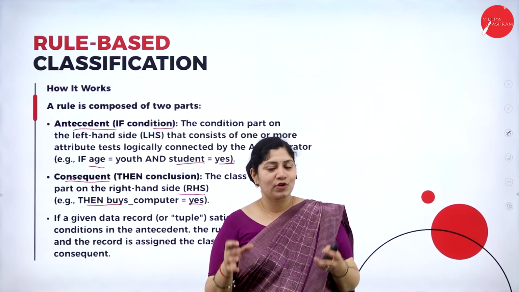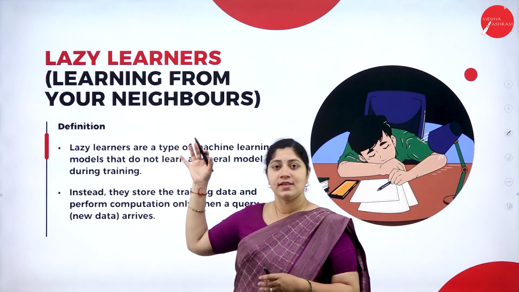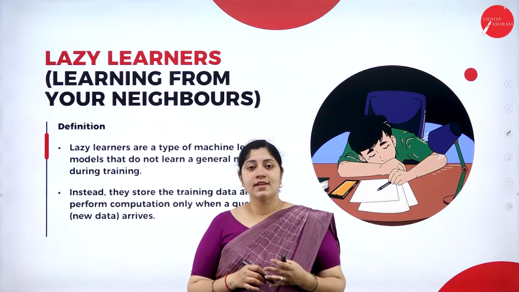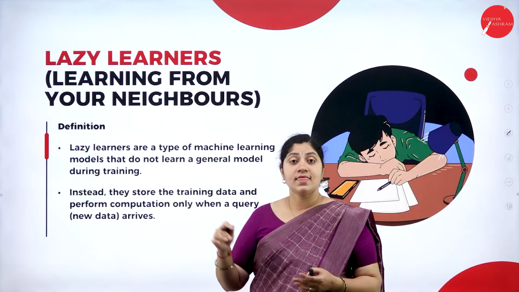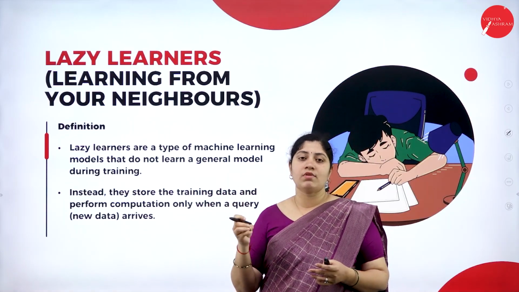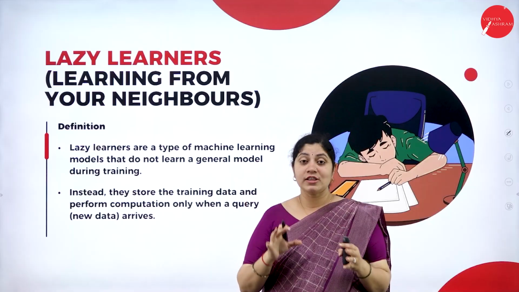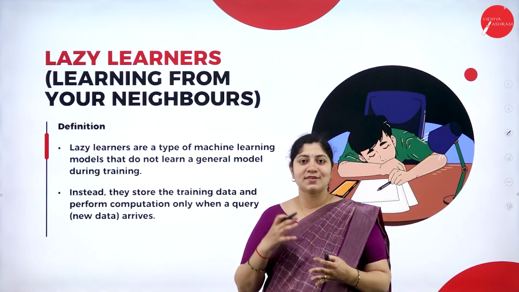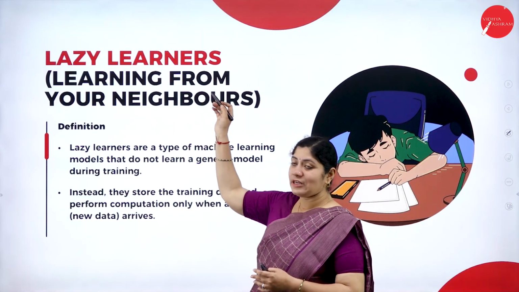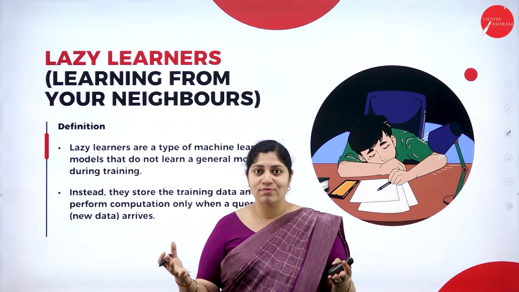So this is all about rule-based classification. Let's move forward with the next type of algorithm, which is the lazy learner algorithm, also called learning from a neighbor. A lazy learner is a machine learning model that does not learn anything during its training phase, but instead stores the training data, and the computation is performed whenever a query is raised. Till then, it won't work at all. It just stores that training data, so that's why it is also called learning from your neighbor. Only if a query arises will it start to work.